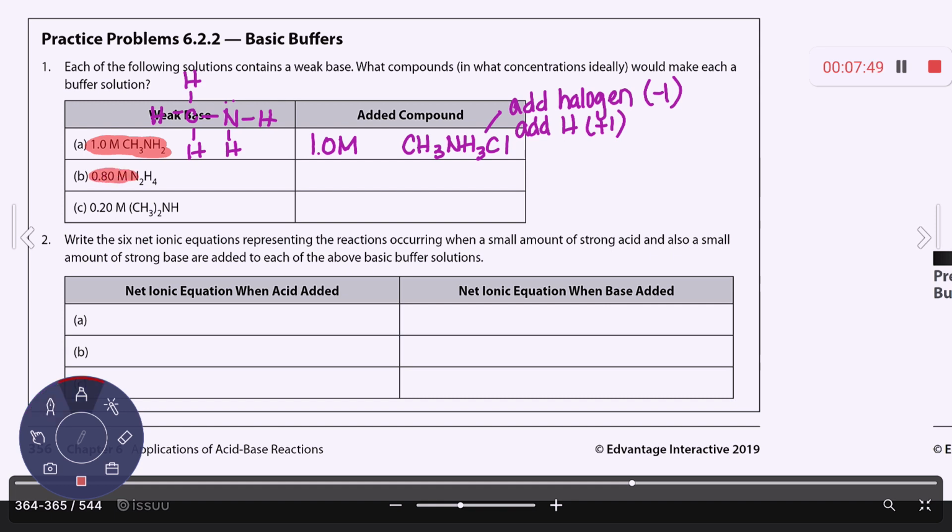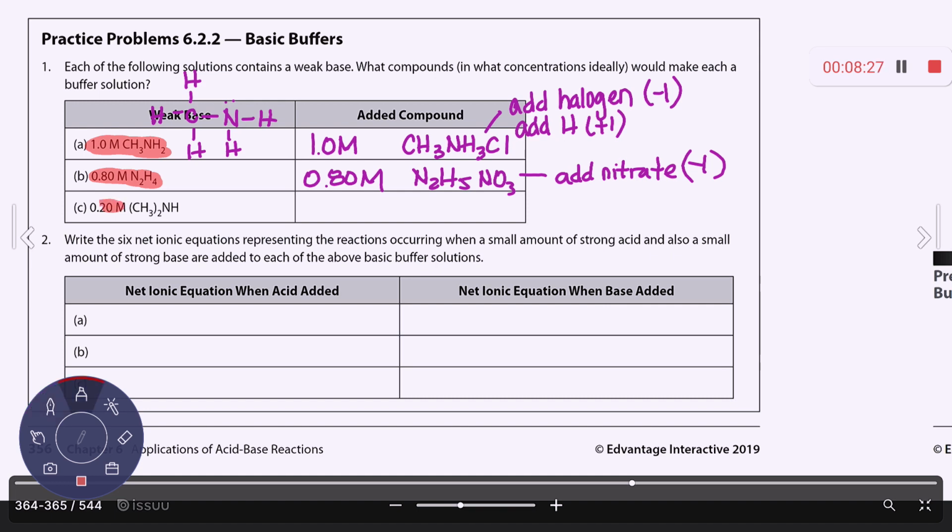If you're doing this next one here, I would use the exact same concentration. So this is 0.8 molar. And then since it's N2H4, I would add another hydrogen. So that would make this N2H5. And then I would add something else onto the end of it. That one, you could also add something with a -1 charge, like a nitrate, to make it neutral. It's another option.